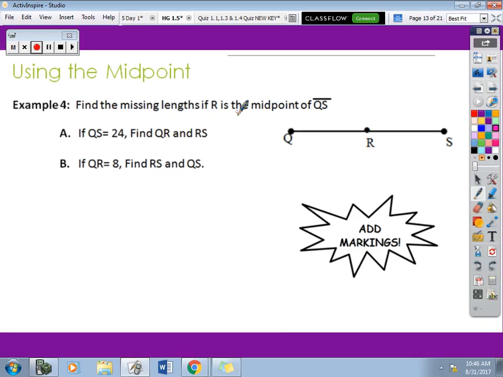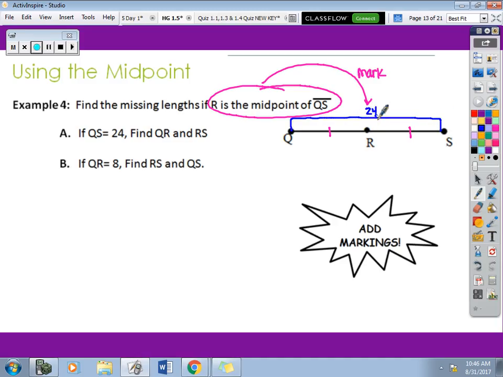All right, so find the missing lengths if R is the midpoint. Again, a lot of students won't read this part, so please make sure you're reading. As soon as we see R is the midpoint, we go to our picture and mark it. If R is the midpoint, that means QR is congruent to RS. Question A says if QS, so if this whole thing is 24, how long is QR and how long is RS? The whole thing is 24. How long is each? 12. 24 divided by 2. Midpoint cuts it evenly in half, and the 2 have to be the same number and add up to 24. Okay, then I would erase.